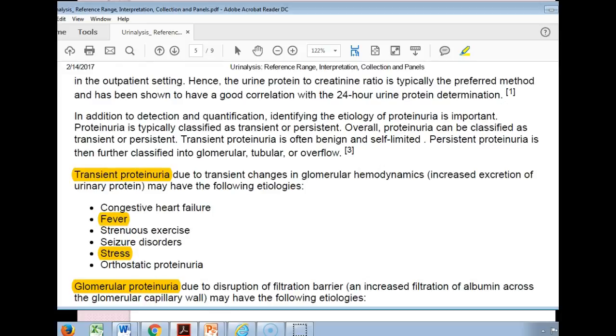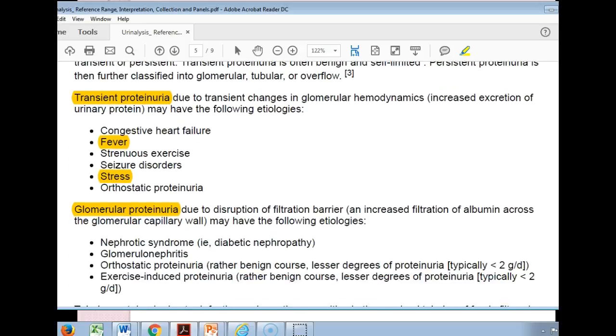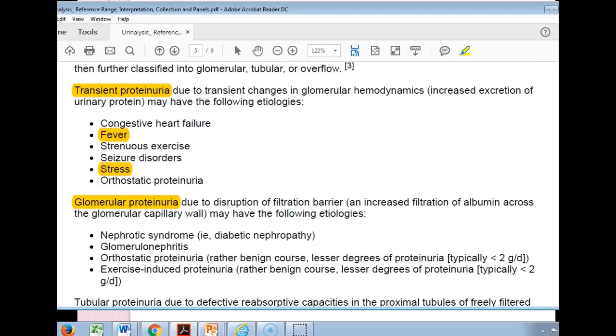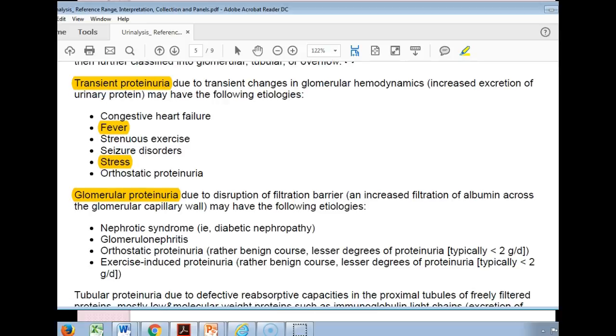Again, however, we might have transient proteinuria because, again, proteinuria is telling us there's possibly damage to the kidneys, and we're really concerned about it. But we can see it with fever and stress and even strenuous exercise. So there are some things that we're going to see spilling protein that don't worry us. Persistent, of course, would worry us.